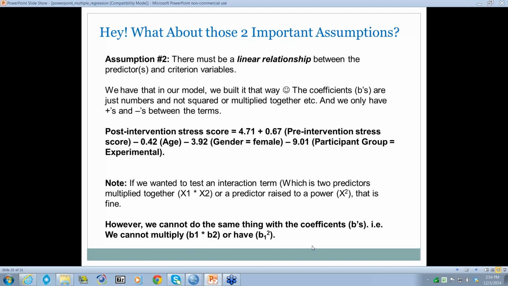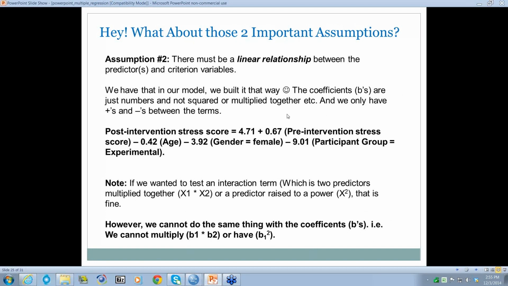And I know what you're saying. You're saying, boy, this is horrible. You know, nothing worked now. What you're saying is, hey, what about those two important assumptions? There must be a linear relationship between the predictors and the criterion. Well, that's in the model. We build it that way, right? The coefficients are just numbers. They're not squared. They're not multiplied together, and that's those B's, right?